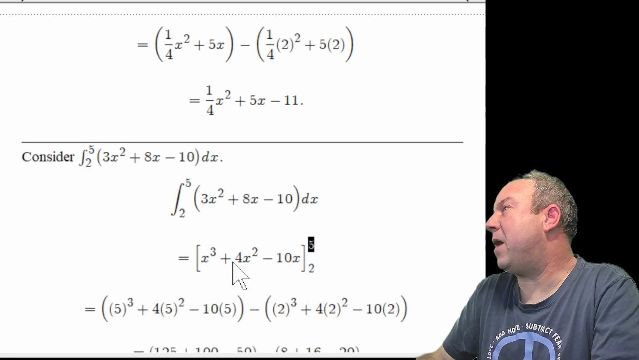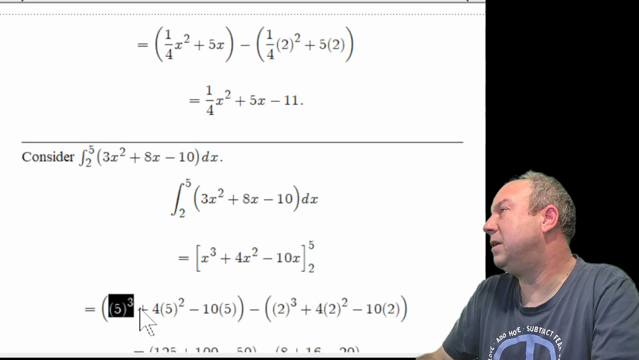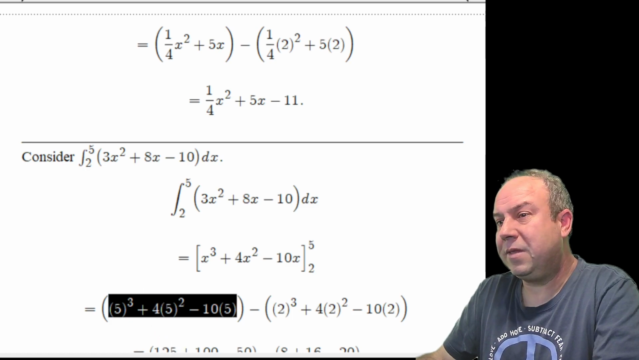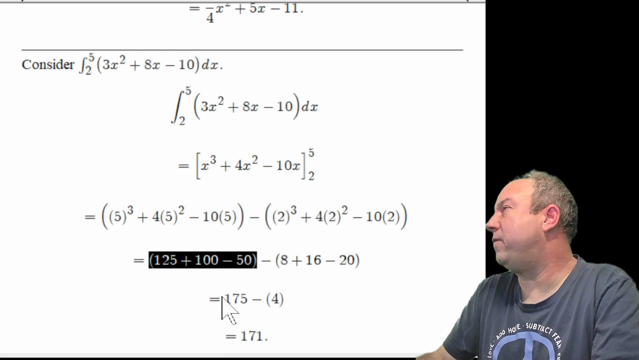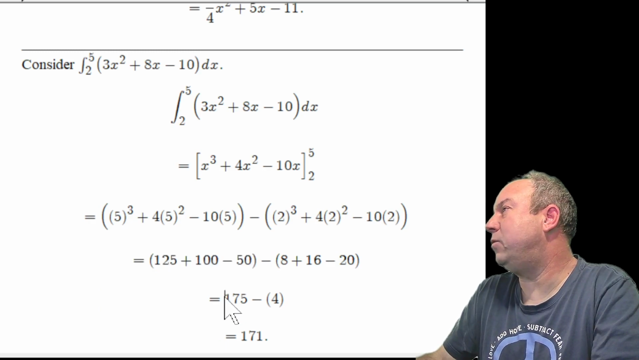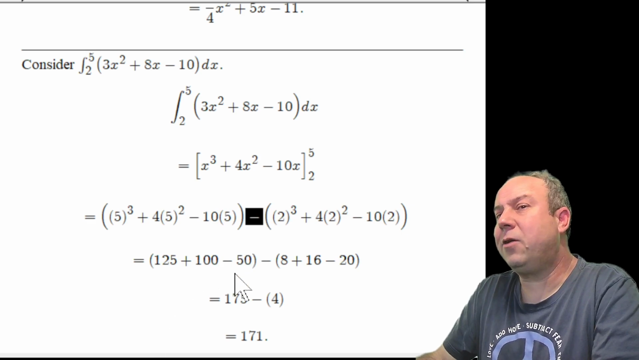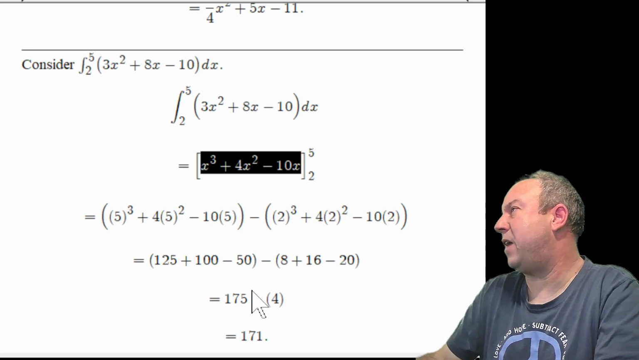Starting with the upper boundary at 5, I substitute that into this polynomial, and that gives me this result here. And if I do the math there, that becomes 125 plus 100 minus 50, which ends up being 175. And I take away from that what I get when I substitute 2 into this value.